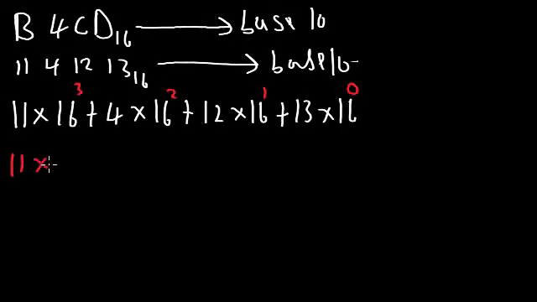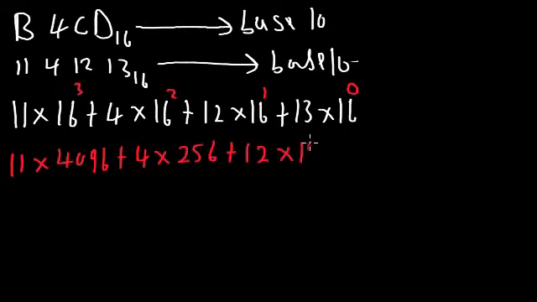So 16 raised to the power of 3 results in 4096. And I'm adding that to 16 squared, which results in 256. And I have 12 times 16 raised to the 1, which is 16, and 13 times 16 raised to the power of 0, which is 1. So 11 times 4096 results in 45,056.